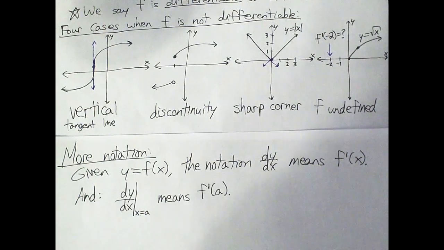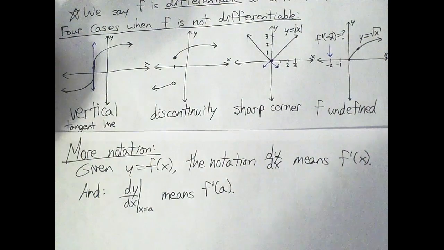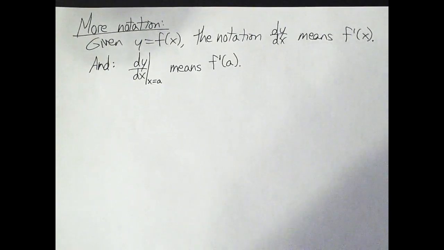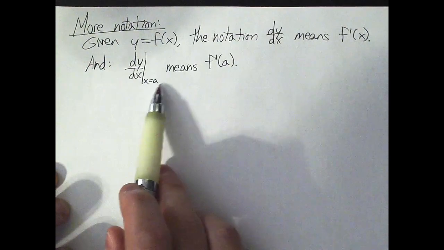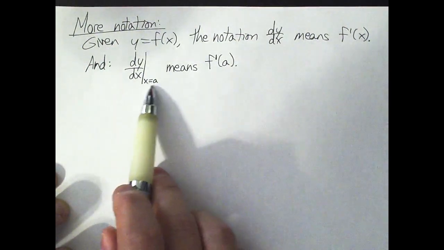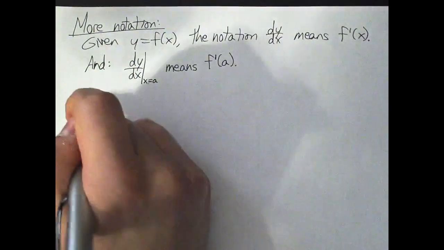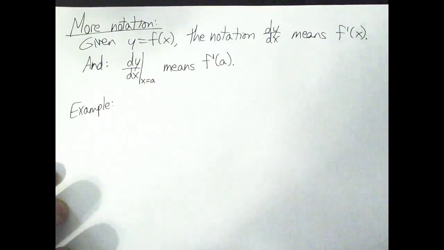It's kind of like we did that earlier when I found f prime of 5. We already found f prime of x, and then I plugged in 5. It's kind of like that. You find the derivative, and then afterwards you might plug in a specific x equals a. So here's a little example, just to get used to this notation.